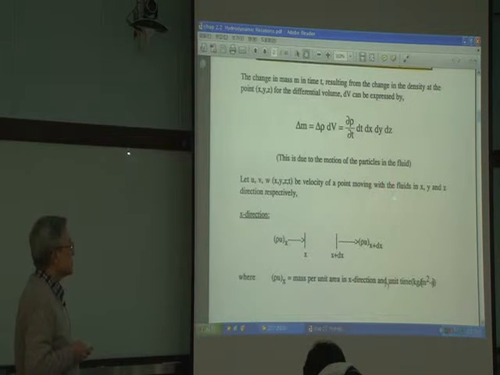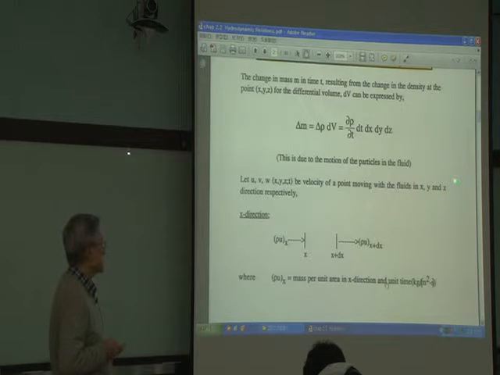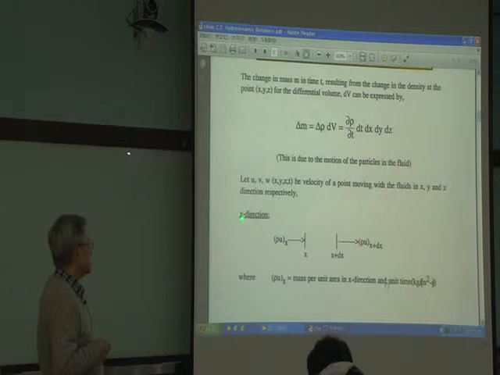Moving with the fluid in the XYZ direction. But first, let's consider the motion in the X direction. This is like a flux, rho u in the X direction at the x face, right? For the differential volume, you have the x face and the x plus dx face.